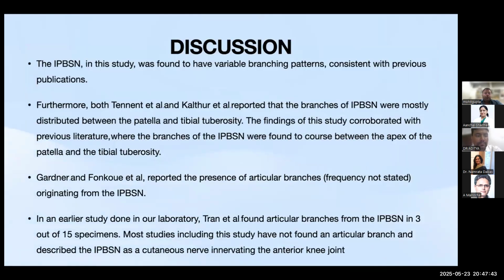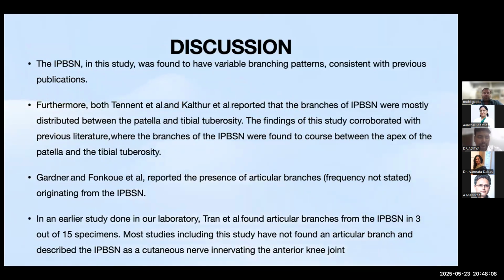Furthermore, Fonke et al. and Gardner et al. reported the presence of articular branches, which was presented by Dr. Aditya. But in an earlier study done in their laboratory, they found articular branches from the infrapatellar branch in only 3 out of 15 specimens. In the other 12 specimens, they didn't find any articular branch.